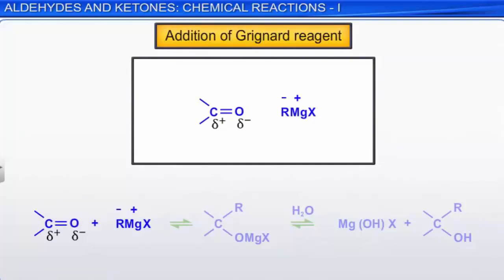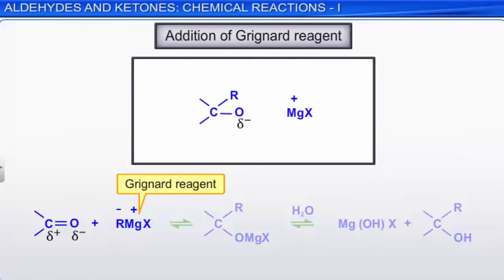In this addition reaction, when a Grignard reagent, RMgX, is added to the carbonyl group, with its organic group R being attached to the carbonyl carbon and magnesium to the carbonyl oxygen, it produces an addition compound, which on hydrolysis yields an alcohol.